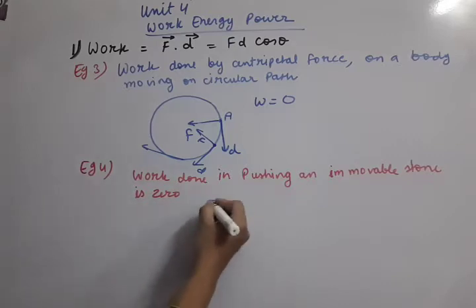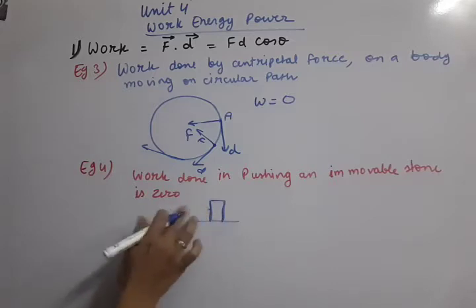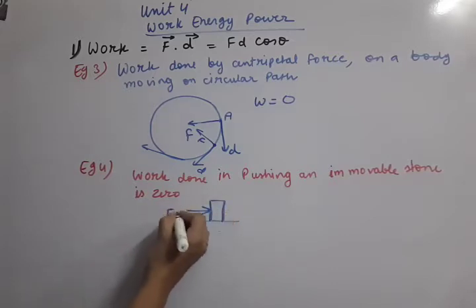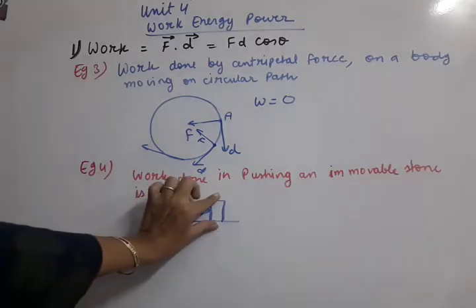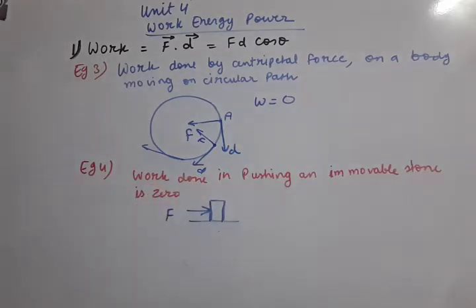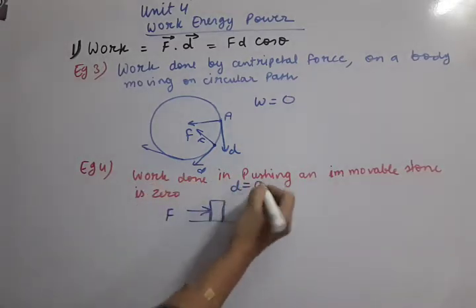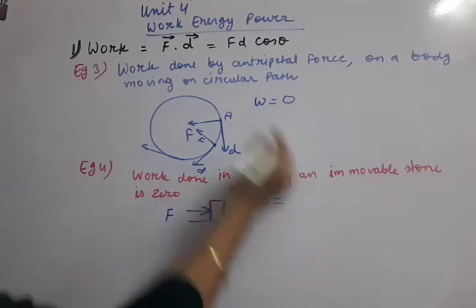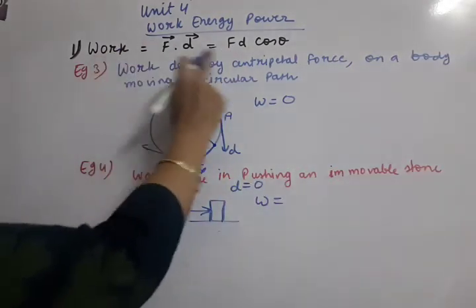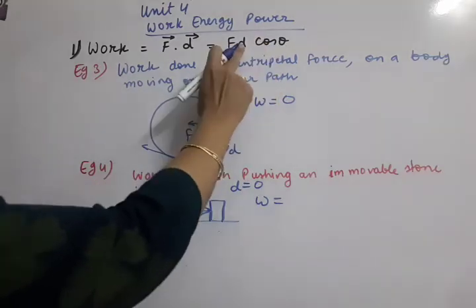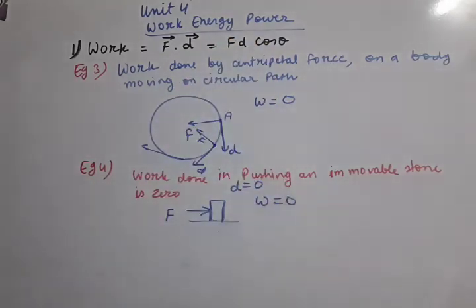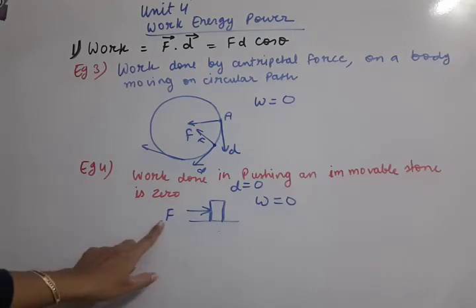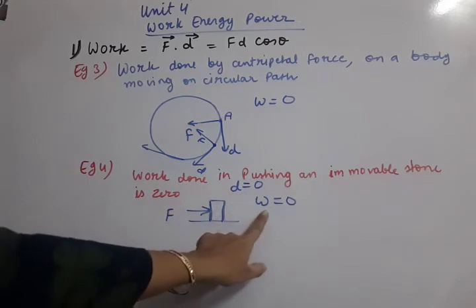Suppose there is a very heavy stone lying, and we want to push it. The force direction is horizontal. The force direction is given, but this object is not moving at all because it is very, very heavy. So since the displacement is not taking place, displacement is 0. And if we apply the work formula, Fd cos theta, because d is 0, work is 0. So somewhere it can also happen that force is present but displacement is not present. That's why work is 0.